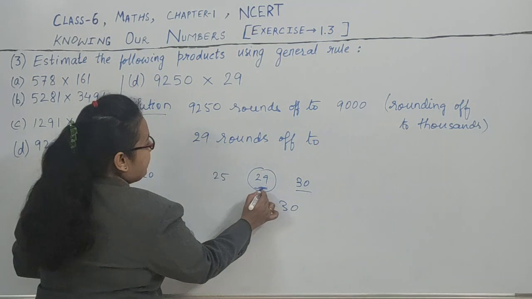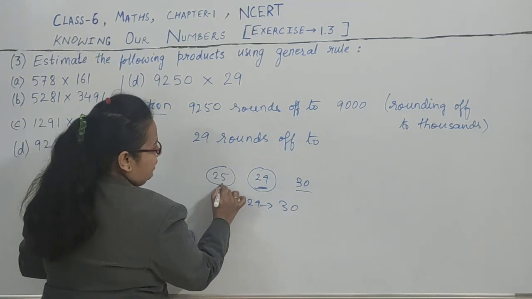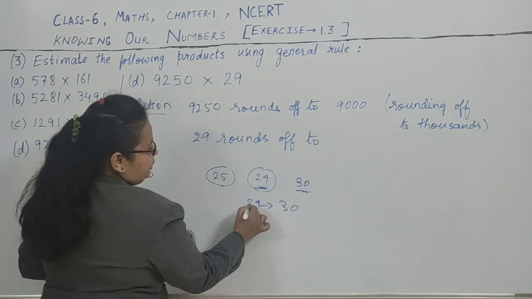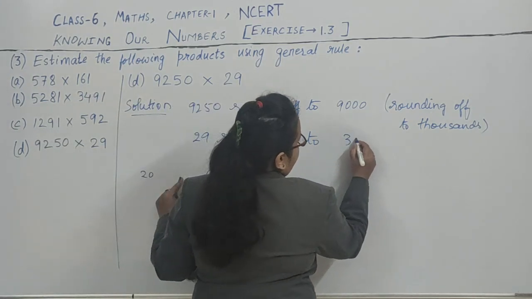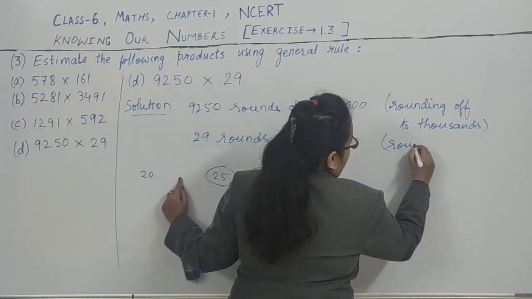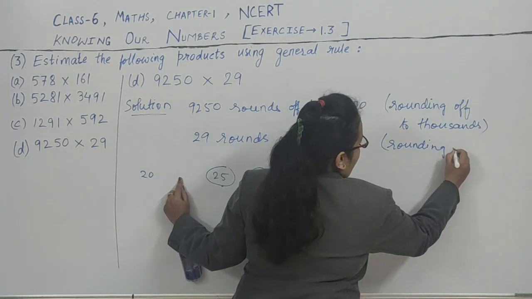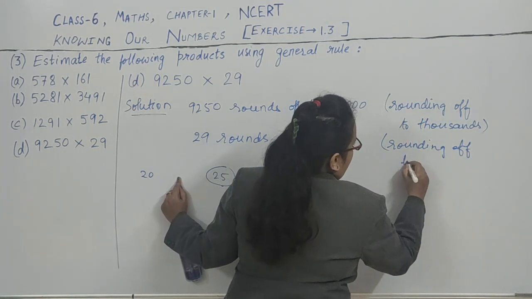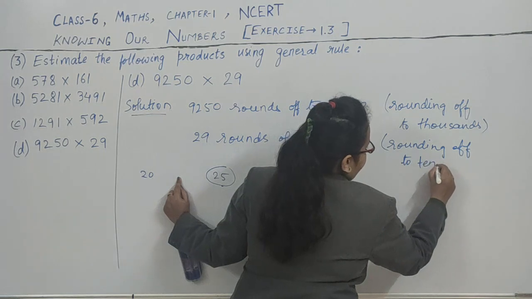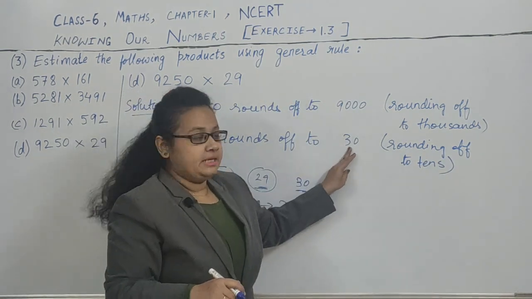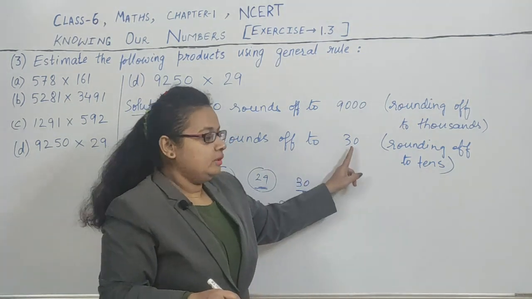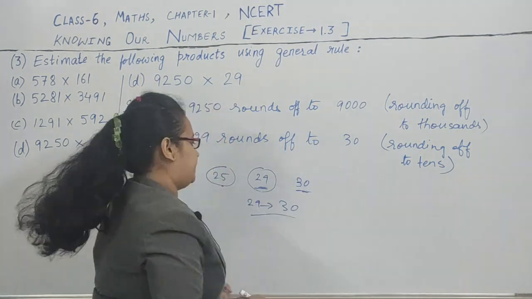Because it is greater than the middle number and it is closer to this tens, it is rounded off to 30. So 29 rounds off to 30 when rounding off to tens. This number is rounded off to the nearest tens and it is rounded off to 30. The nearest tens is 30.